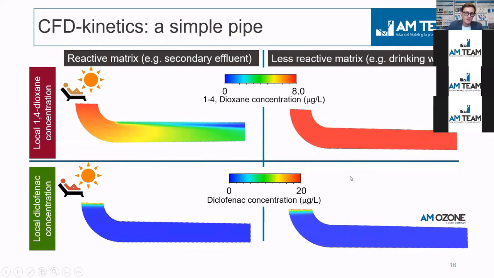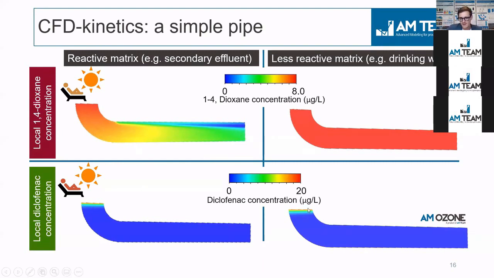So this is the impact of the matrix. If we now combine the matrix with the reactivity of components, we get these kinds of plots. Here we visualize the same pipe, but we compare 1,4-dioxane with diclofenac, for example. In a very reactive matrix where you produce quite some radicals, you have significant removal of 1,4-dioxane, but let's say you get until 40% removal or so.